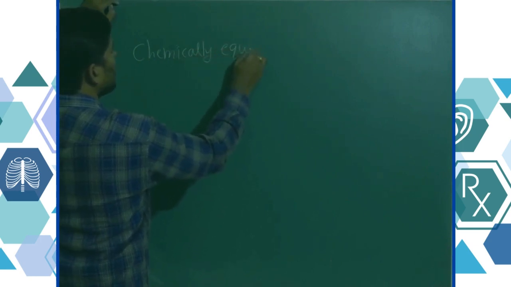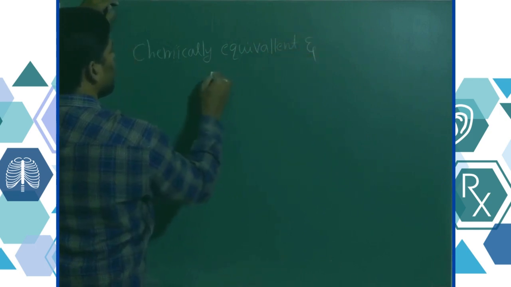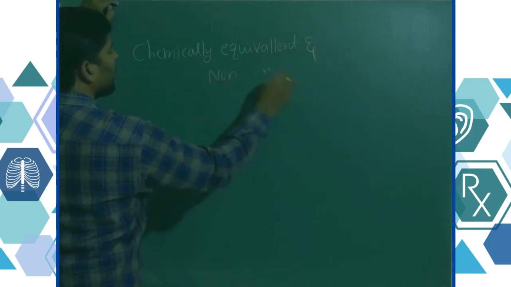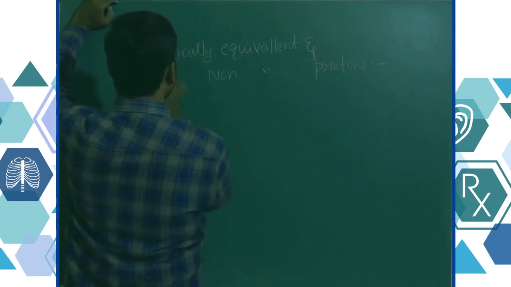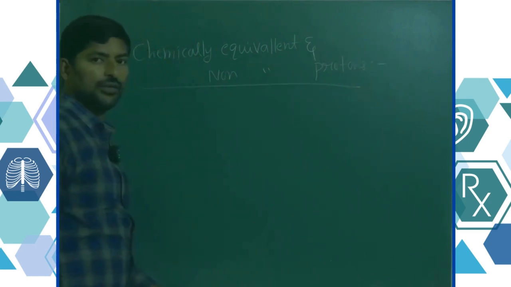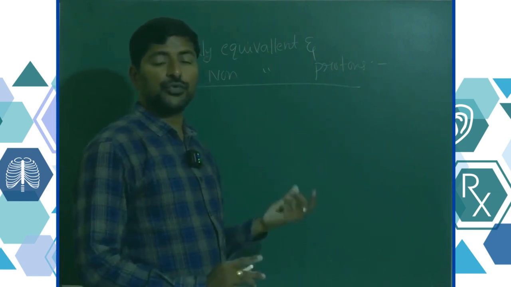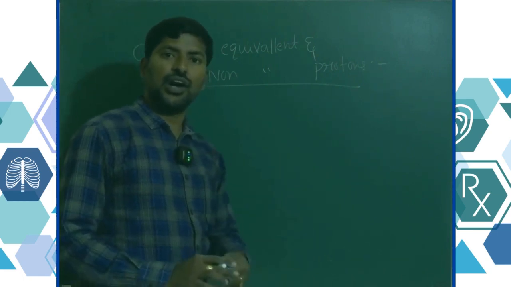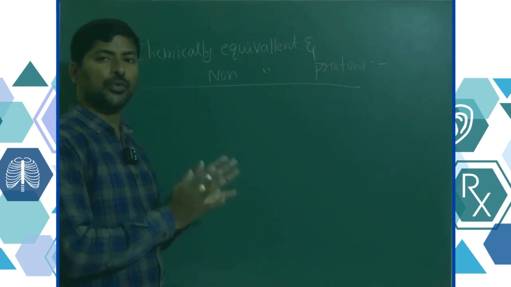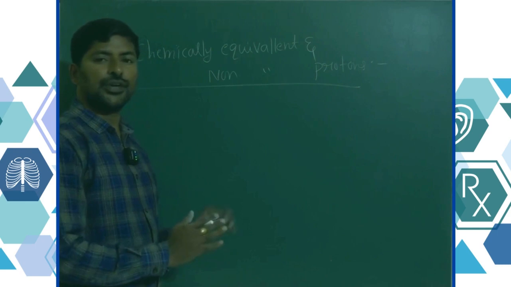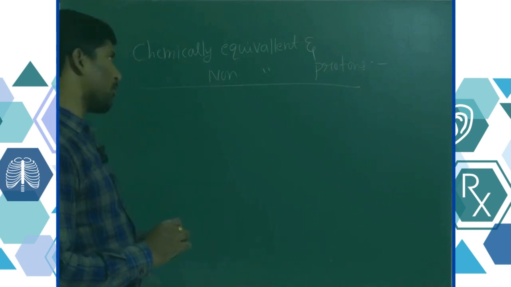Chemically equivalent and non-equivalent protons. Using NMR spectroscopy we can calculate what? How many types of protons are present in a given sample. So that is useful in the structural elucidation of organic compounds. What are the various types of protons present, and at which positions are they present? By using that we can give the structure of organic compounds.